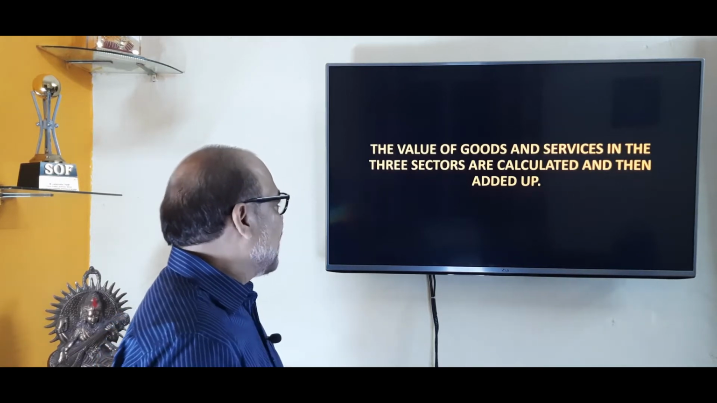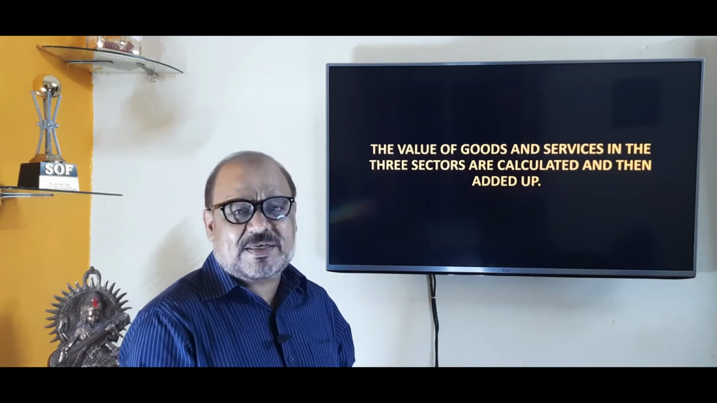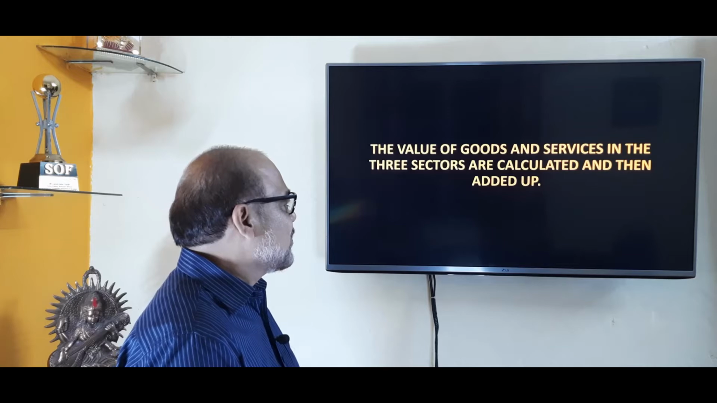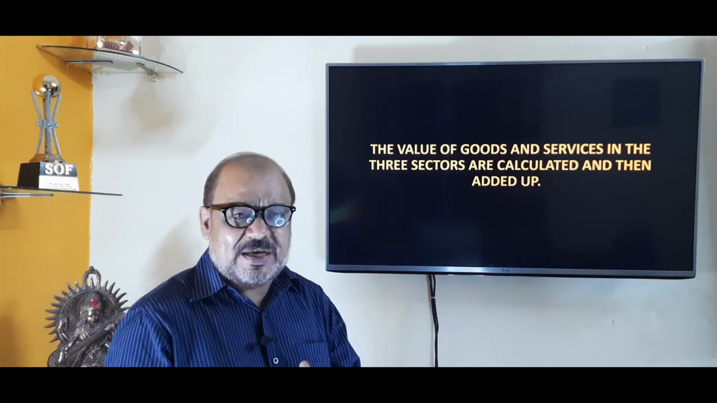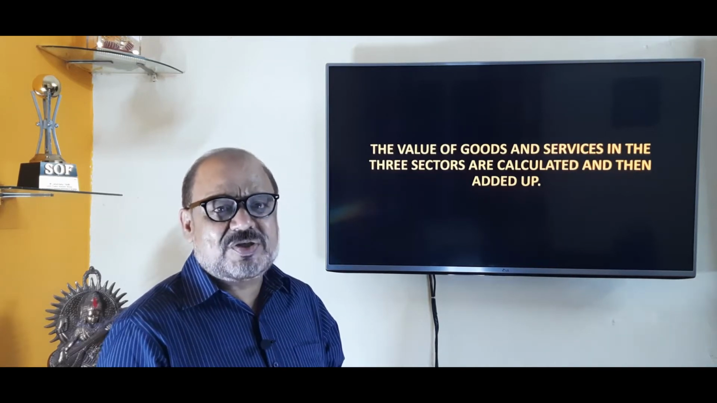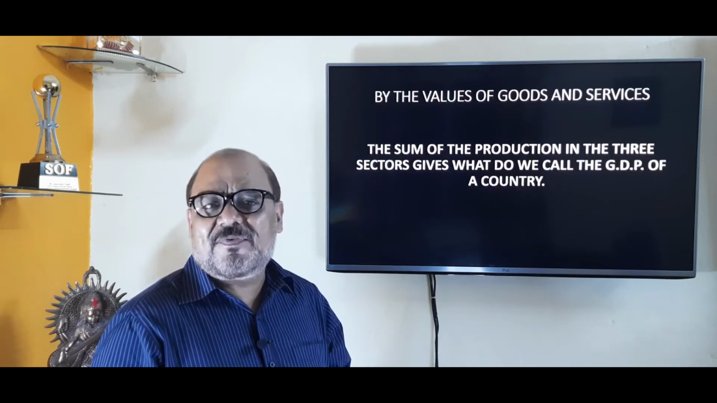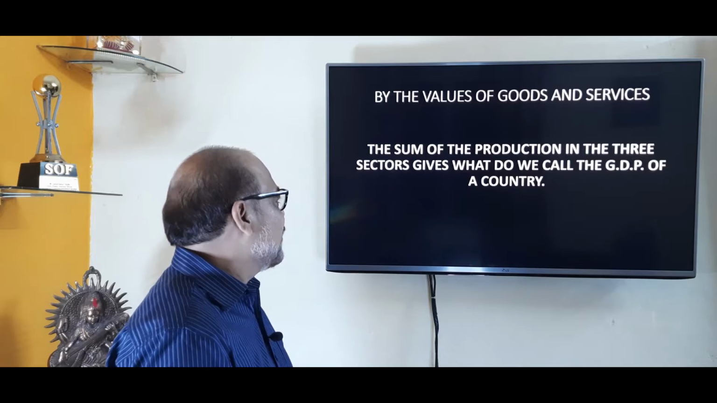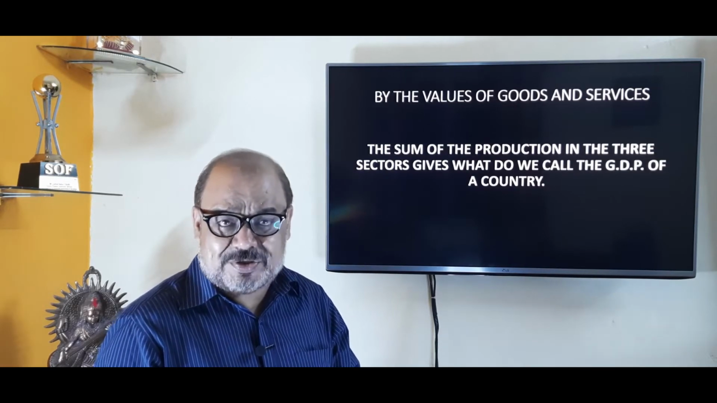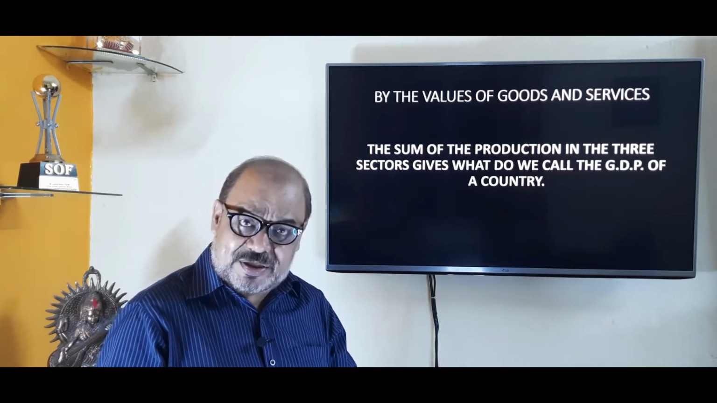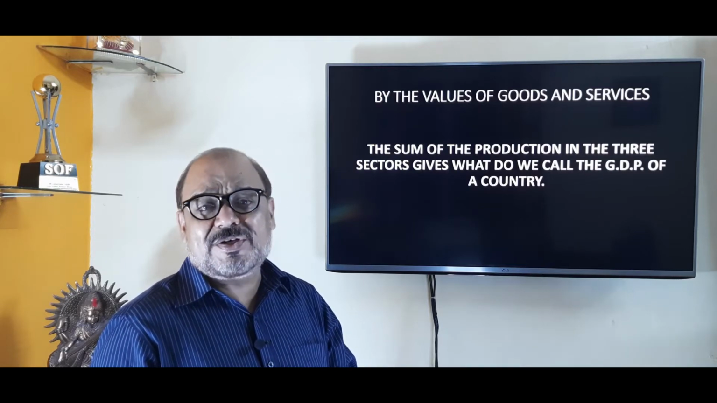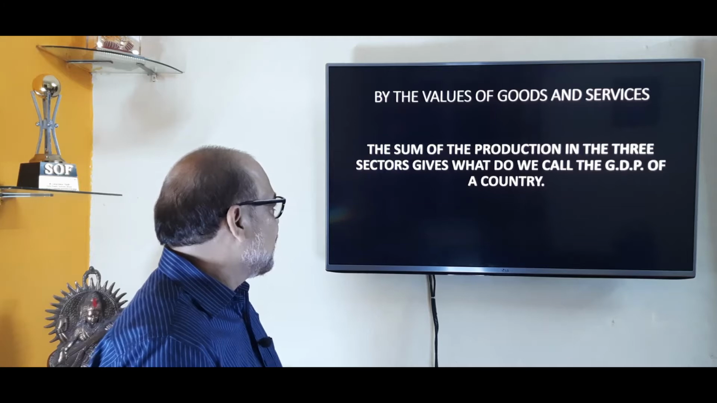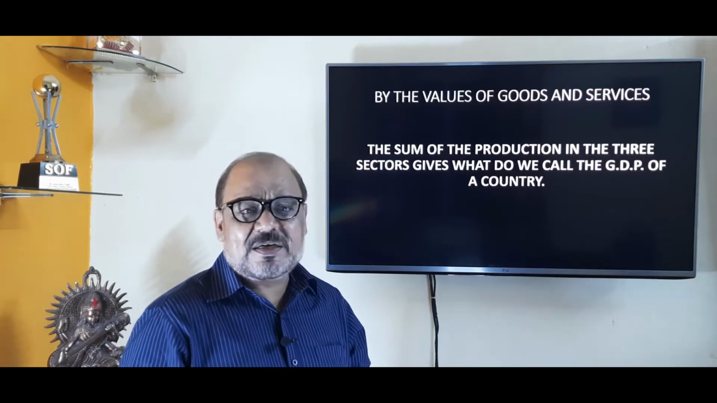I mean to say here that the value of the goods and services in the primary sector, the secondary sector, and the tertiary sector are calculated and then added up to find the total production. By the value of goods and services, what do we find here? The sum of the total production in the three sectors, I mean the production sector, the manufacturing sector, and the service sector. These are summed up, and then the sum gives what we call the GDP of a country.